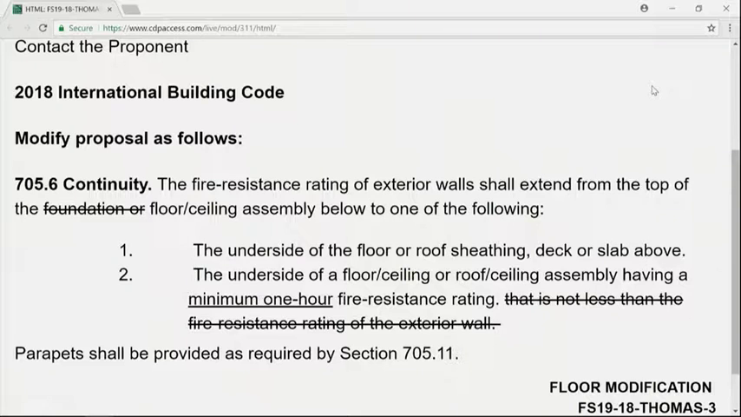Further opposition? Rebuttal in support of the modification. If the committee chooses to keep the words foundation or in the initial code change, I'm okay with that. My thing is we really need to get something in the code to give the building departments on how to figure this out. Right now, we're getting all kinds of stuff out there. We're getting gypboard in the area between the joists and all kinds of stuff. So we need something.